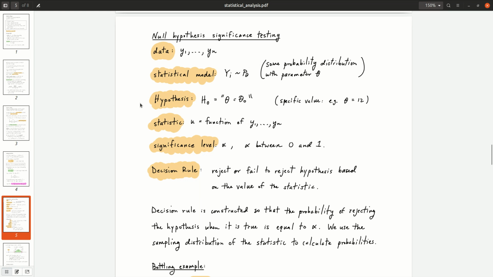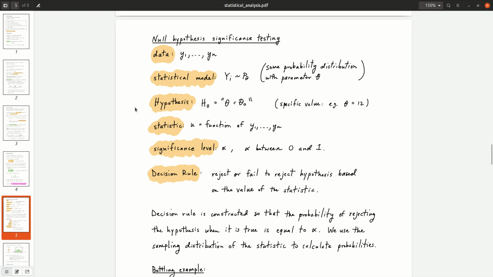Then we state a hypothesis. Our hypothesis, sometimes called a null hypothesis, uses the symbol H0. Our hypothesis is the statement that this parameter in the probability distribution is equal to some specific value, theta naught. So I'm saying theta equals 12, for example.